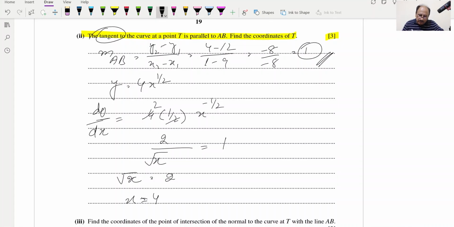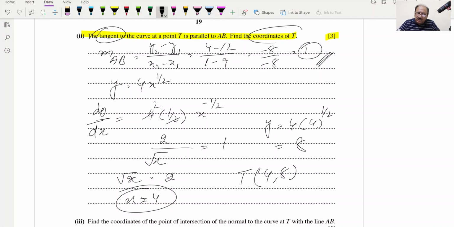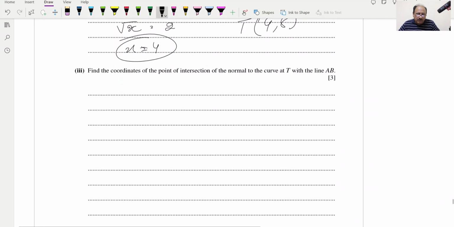So x will be equal to 4, and y will be equal to what? Y will be equal to 4 into 4 raised by 1 by 2, so this will be equal to 8. So our point will be what? Point will be 4 and 8. This will be T point, which they have mentioned coordinates of T, 4 and 8.